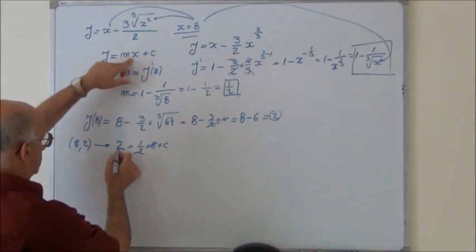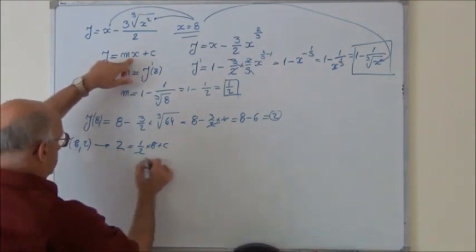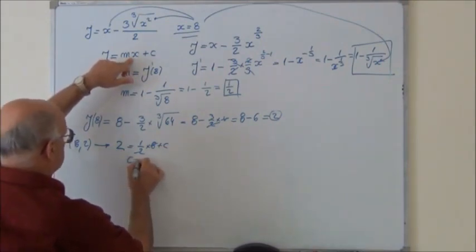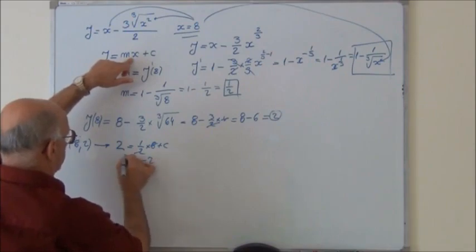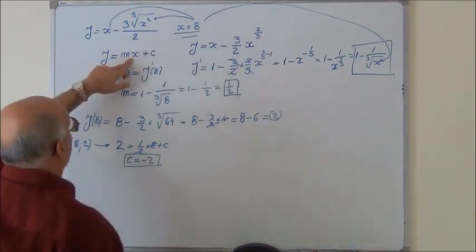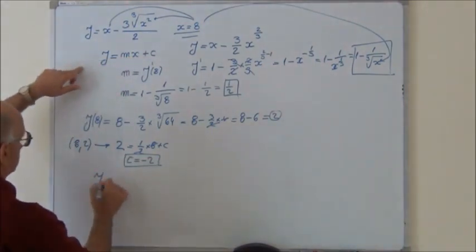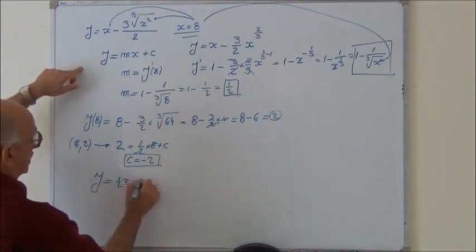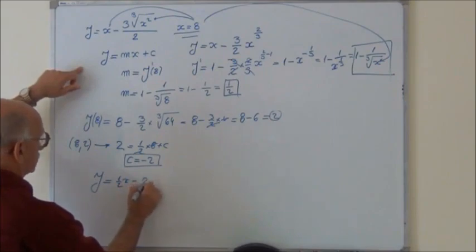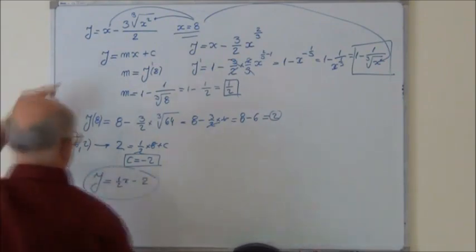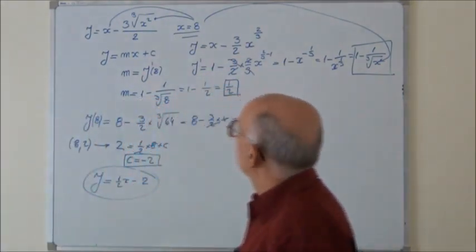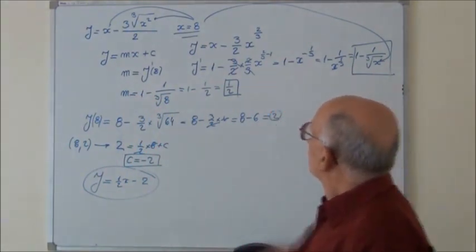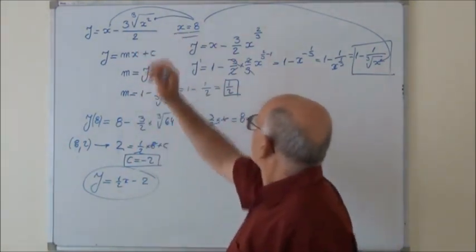Here 4, on the other side minus 4 plus 2 is minus 2, and c is equal to minus 2. The equation of the tangent now is y equals half x minus 2. That is the equation of the tangent line to that curve at that point.